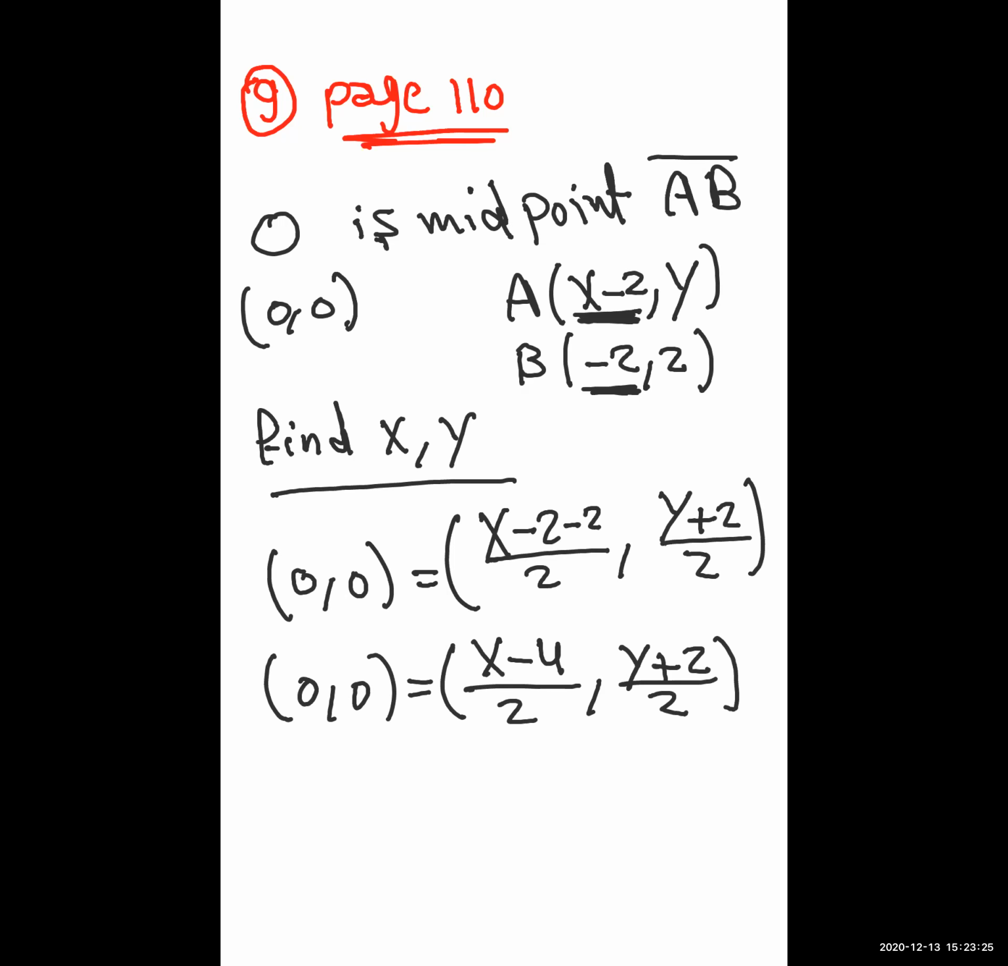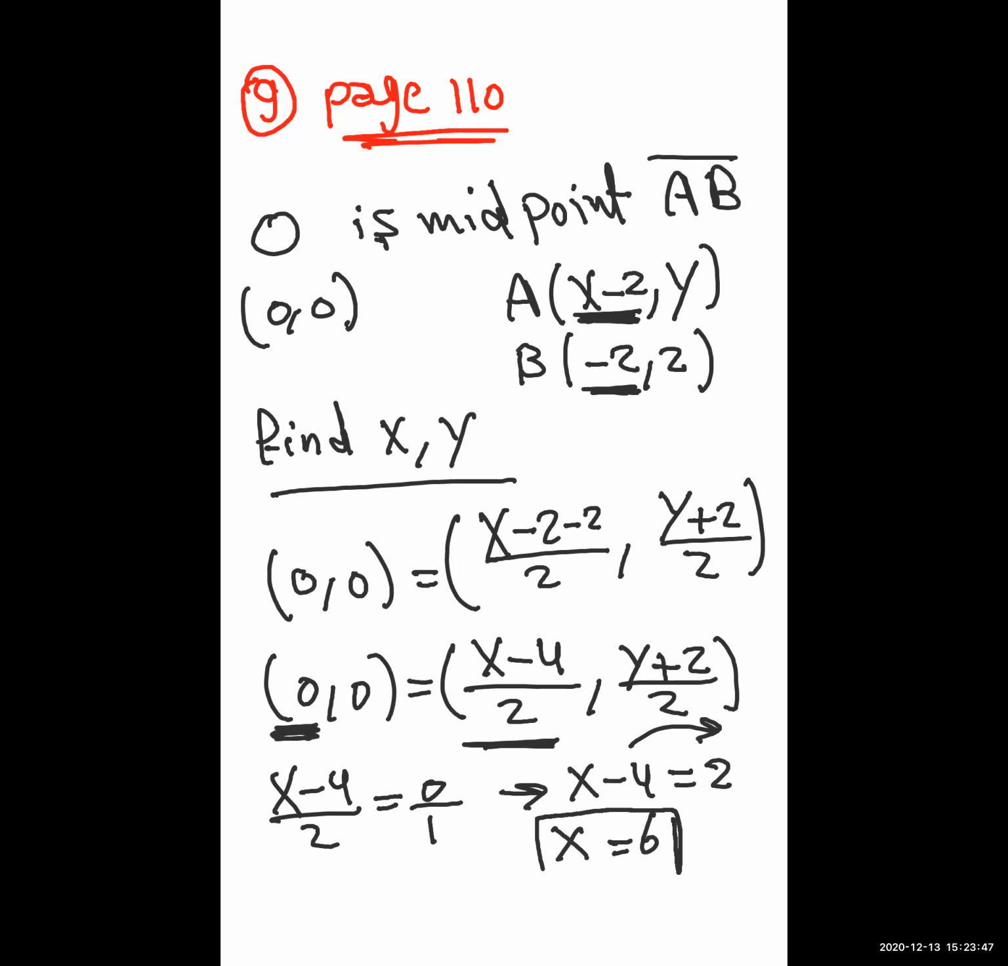So now, guys, the first will equal the first. So x minus 4 over 2 will equal 0. Now cross multiplication so that x minus 4 will equal 2, so x will equal 4 to the other side with positive sign, so x will equal 6. Okay, are we clear till now? Yes.